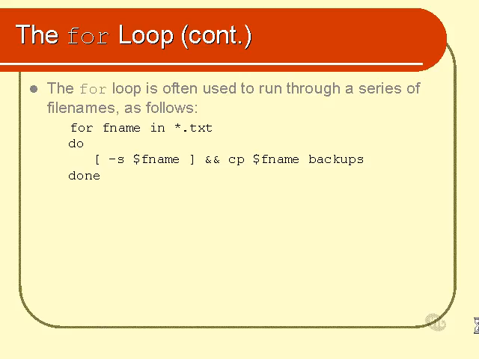So in this particular loop we are simply testing to see whether the file has a size, whether it is non-zero bytes in size, and if it is non-zero, then we're going to copy it to theoretically a directory called backups. So that's pretty much it for the for loop. As you can see, it's just as simple as the while loop, but it works in a slightly different way.